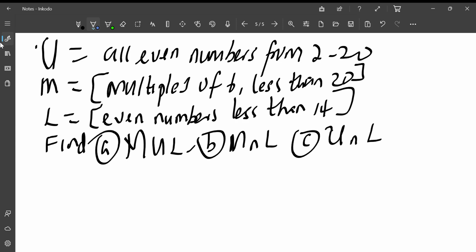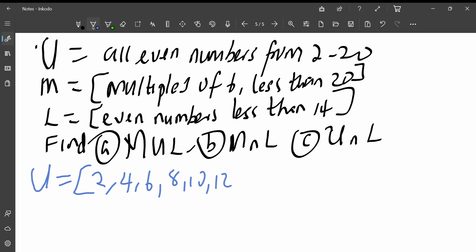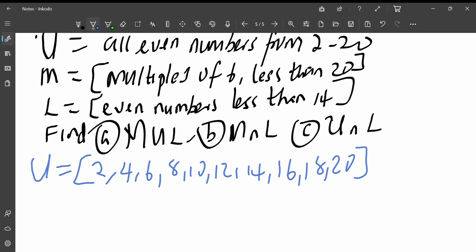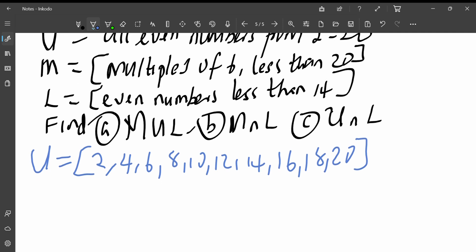You see that we are not really giving the elements of the set. They did not spell it out for us, but they told us what they are. For example, for set U, we are told U is all even numbers. U represents universal sets, obviously. All even numbers from 2 to 20. That is what U is. So we are going to include 2. So let's write the set. All the even numbers from 2 to 20 are 2, 4, 6, 8, 10, 12, 14, 16, 18, and 20. Alright, now we have the set of U.